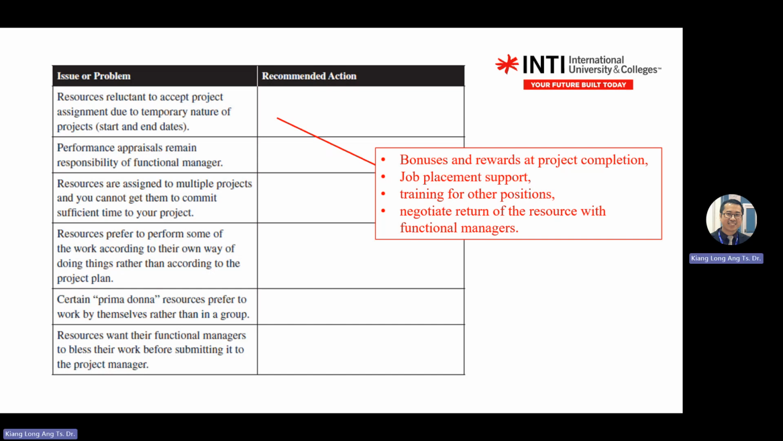Talk to FM, you provide trainings, you have a reward for that one, and then job placement support. The issue here is because of the nature of the project. So you need to give reward. Reward system must be there.